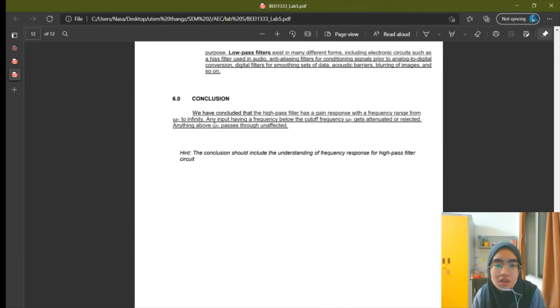So from this lab, we have concluded that the high pass filter has a gain response with a frequency range from omega to infinity, and inputs having a frequency below the cutoff frequency, omega, get attenuated or rejected. Anything above the omega passes through unaffected.